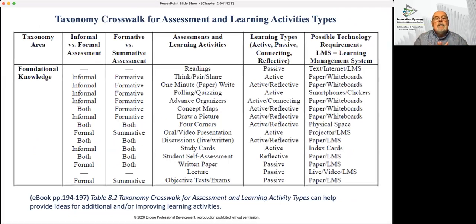This is the table 8.2 I pointed out. You can page back to table 8.2. This gives you an opportunity to, one, on the left-hand side, look at the foundational knowledge. This is the taxonomy domain. Then it tells you if it's informal or formal or both, how you can deliver that. It talks about whether this is formative or summative, or perhaps both, the ways that you can use it.